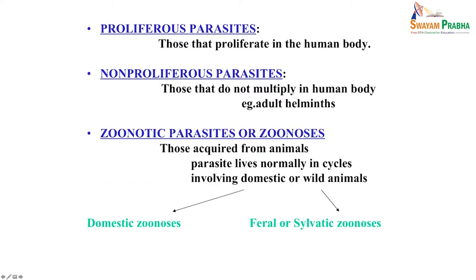Now, there are other types of parasites which are seen. Proliferous parasites are the ones which proliferate in the human body. While non-proliferous, you can understand, do not multiply in the human body, like adult helminths, etc. Then zoonotic parasites or zoonoses are the ones whose infections are acquired from animals. That is, normally they occur in domestic or wild animals. So, accordingly, they will be known as domestic zoonoses or sylvatic zoonoses.